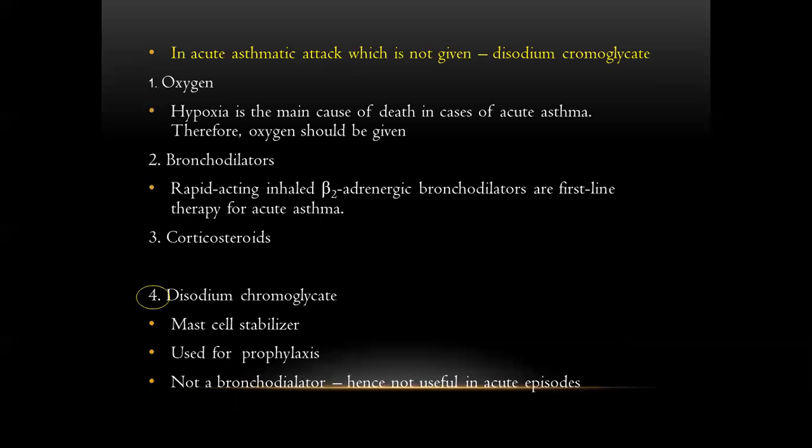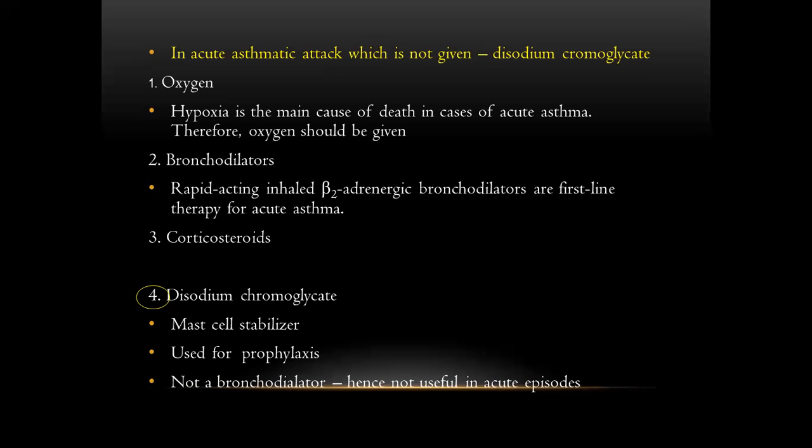So first, let's start. What is the correct management of acute asthmatic attack? In management of acute asthma, oxygen should be given, because hypoxia is the main cause of death in the case of acute asthma. Therefore, oxygen should be given. Second is bronchodilator. Rapid acting inhaled beta 2 adrenergic bronchodilators are the first line therapy for acute asthma. And corticosteroids are also given.